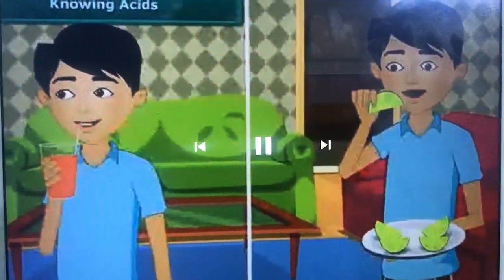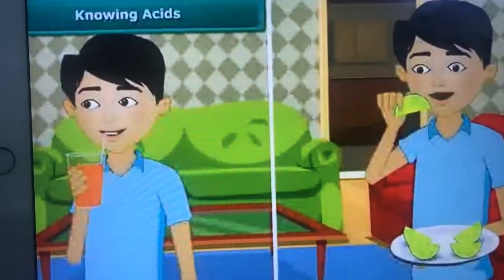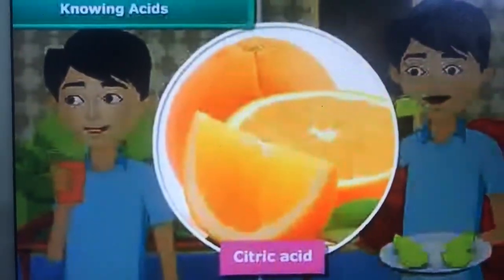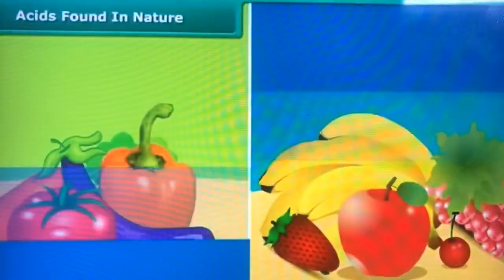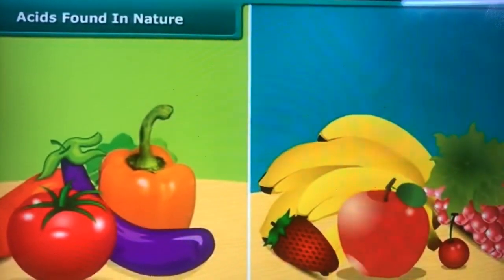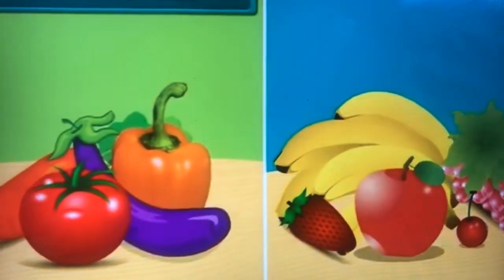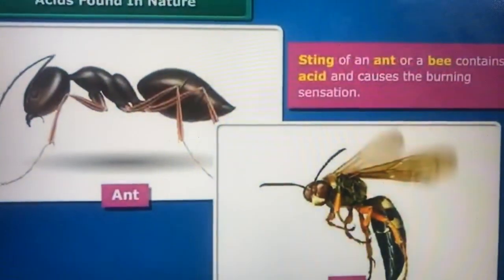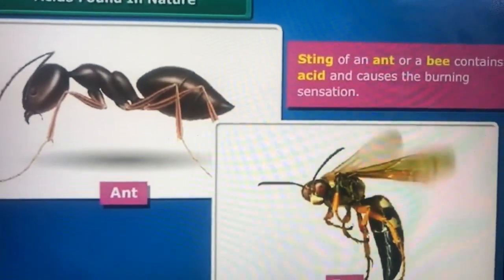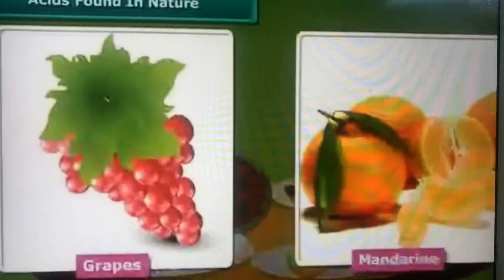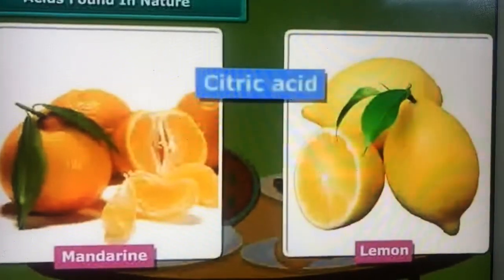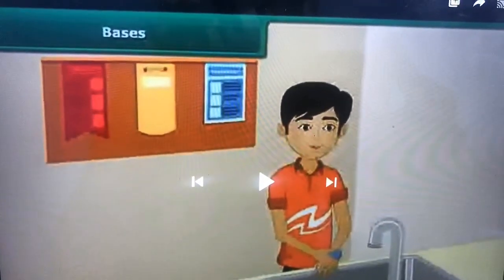Sour tasting substances contain acids. Some fruits contain citric acid, which is sour in taste. The origin of the word acid is found in natural substances like fruits and vegetables. Have you heard that sting of an ant or a bee contains acid and causes the burning sensation? Different food items contain different acids. Citrus fruits like orange, grapes, mandarin, lemon, etc. contain citric acid. Students, acid we have done.